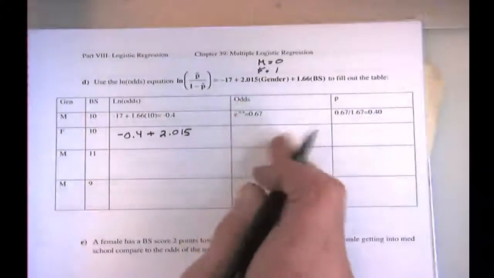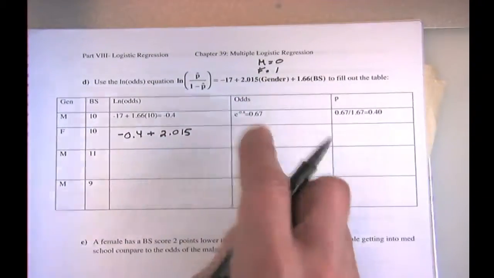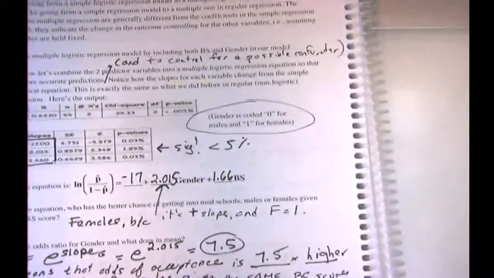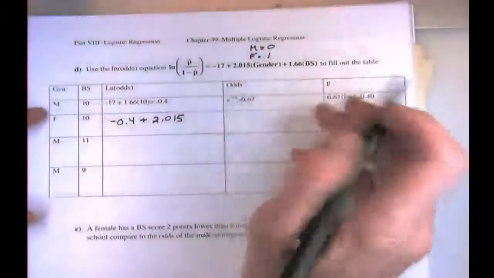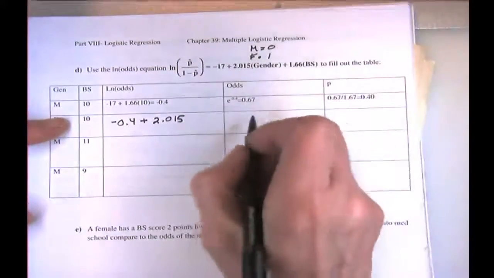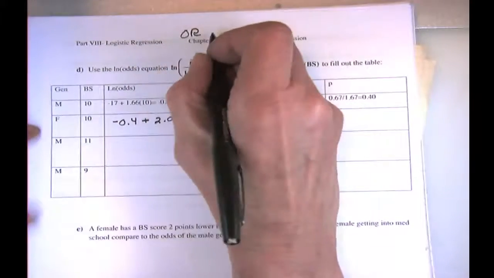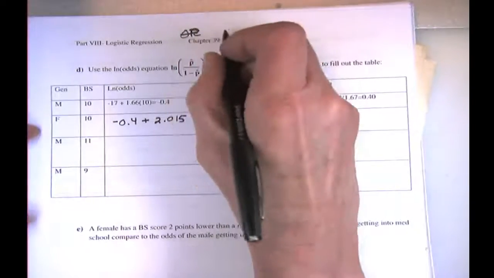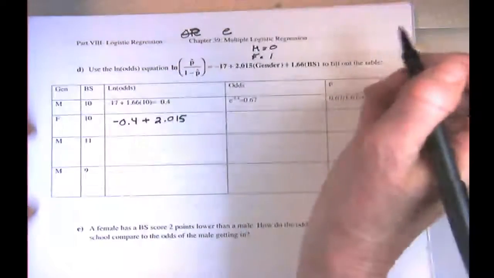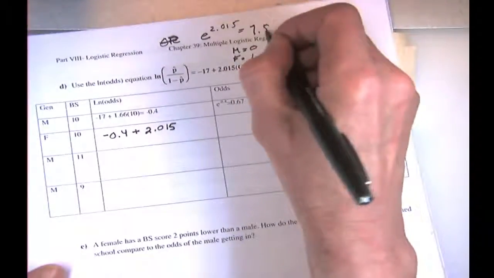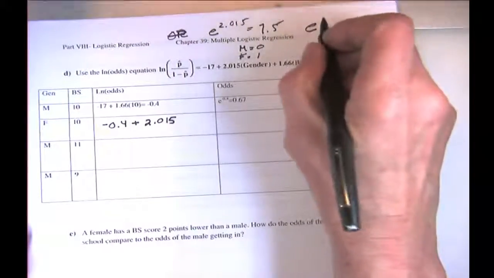I just want to show you where the e to the slope comes in. We know that the odds are going to change. Remember, we just did it. E to the slope is what? So let's remember these. We have the odds, and we're going to multiply by e to the slope. The odds ratio. Let's write it down here. That's equal to 7.5. That was for gender. And then we have e to the 1.66. That was the odds ratio for biological, which is 5.26.